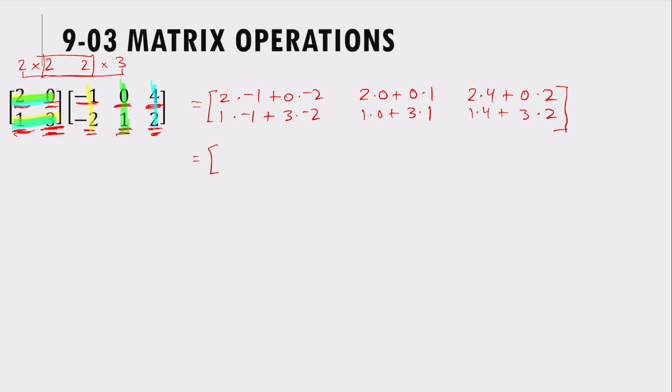So it looks like we get -2, 0, 8 if we simplify, -7, 3, and 10. There you go.